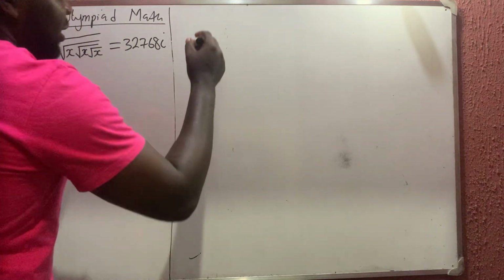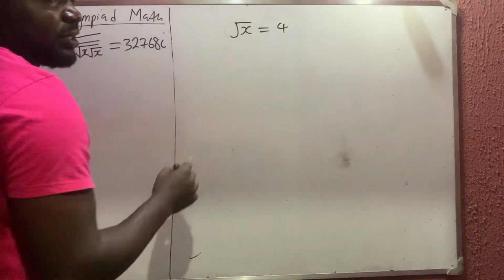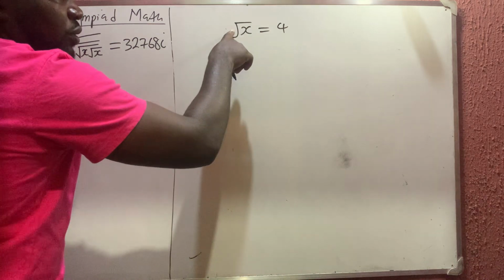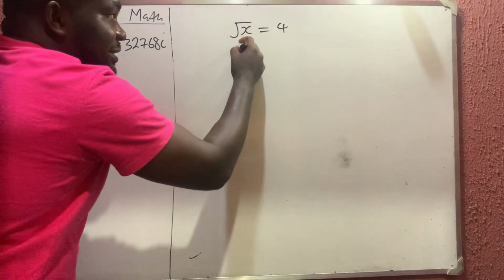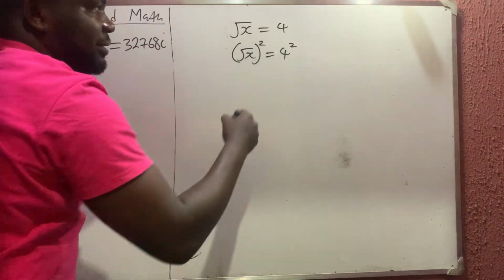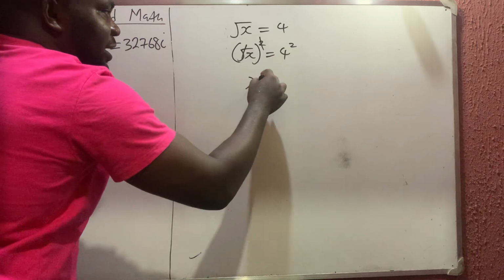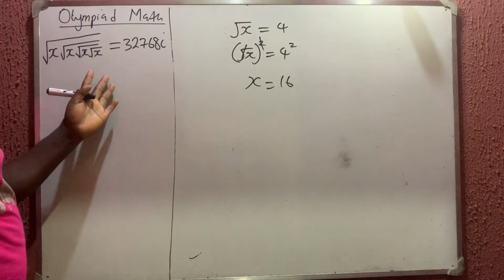Don't forget that if I have the square root of x is equal to 4, for instance, what do you do to remove the square root? Whenever a square root crosses to the other side, it becomes a square. So we can easily say, let us square both sides. Then this is taking care of this. Finally, x is equal to 16. This is exactly the concept we are going to use here.